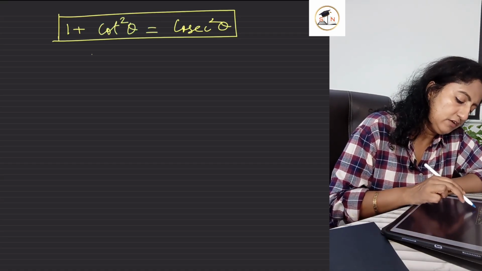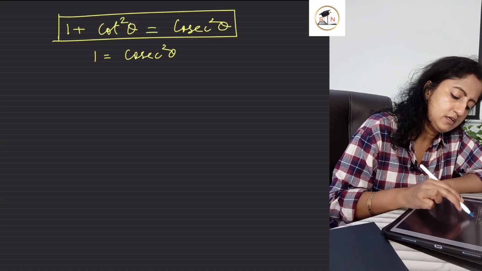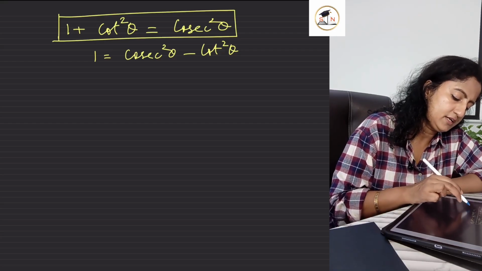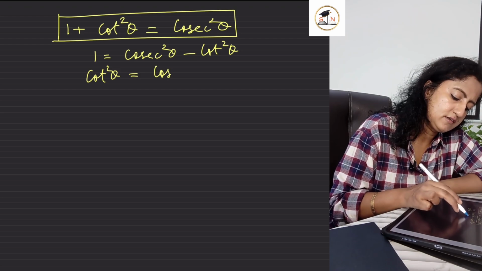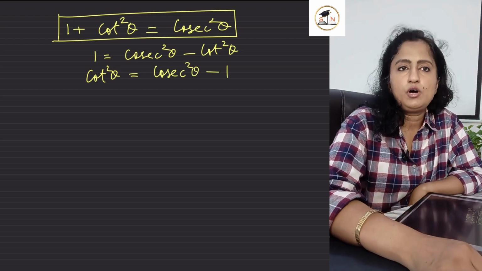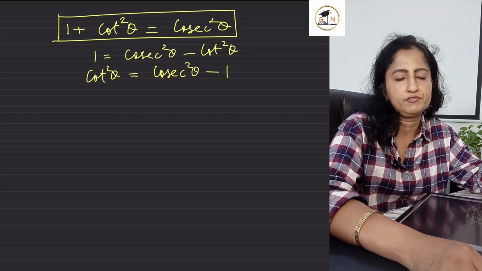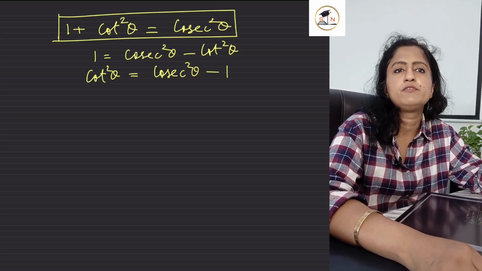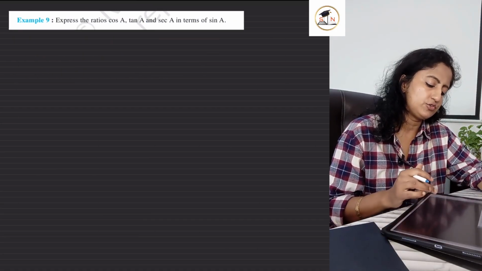And now similarly, we can rewrite this as 1 equals cosec square theta minus cot square theta, right? Or we can write cot square theta equals cosec square theta minus 1. So until now we just learned how these identities have been formed from a right angle triangle, and what are the different ways to write one single identity. Okay, now let's start doing the questions.